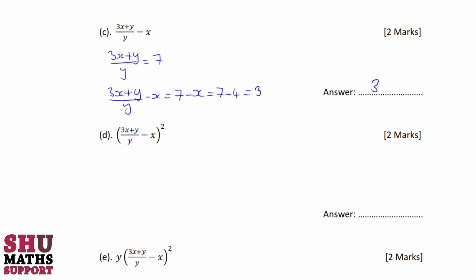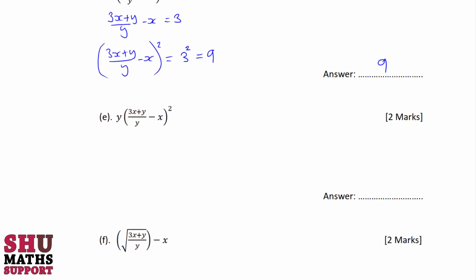Now the next question uses the same example, but it's squared. So we can do the same thing again. So we know that 3x plus y over y minus x is equal to 3. And what we want is 3x plus y over y minus x all squared. So this is equal to 3, which we worked out in the question before, but then 3 needs to be squared. And then 3 squared is obviously equal to 9, so the answer to this question is 9.